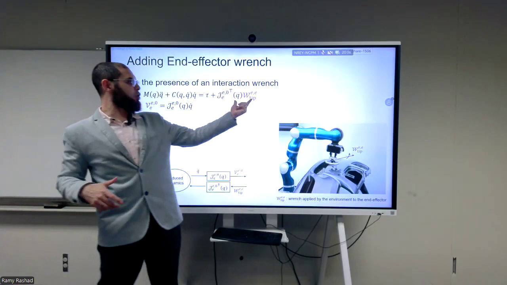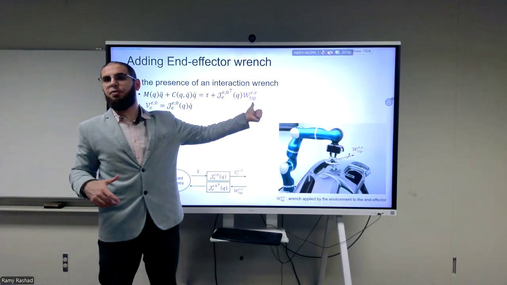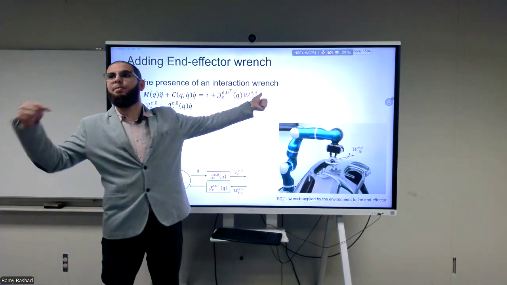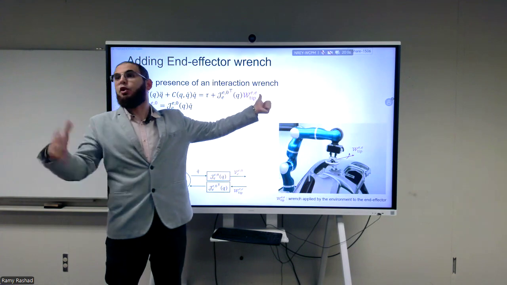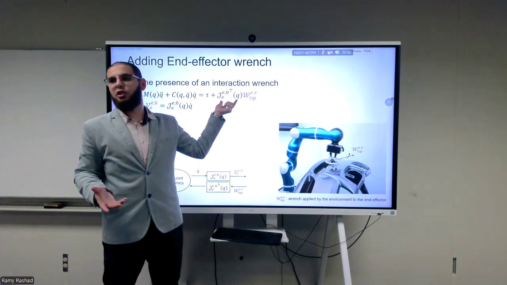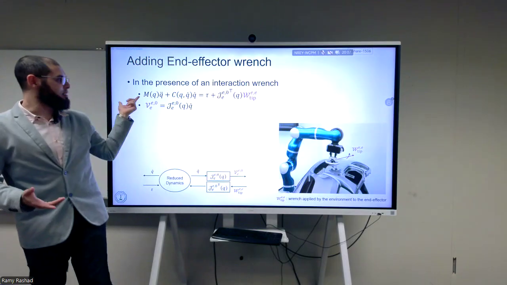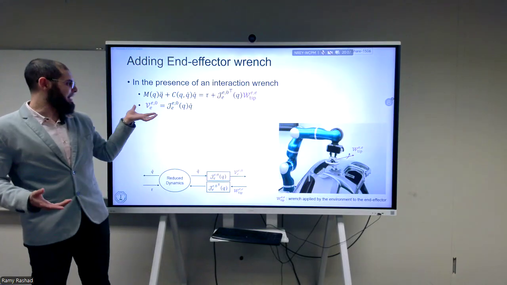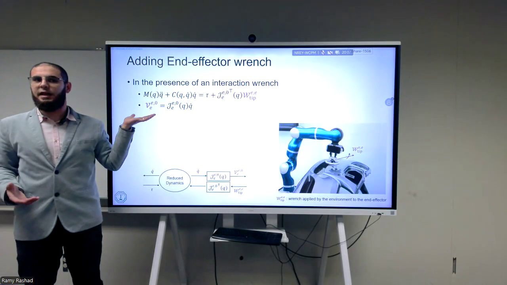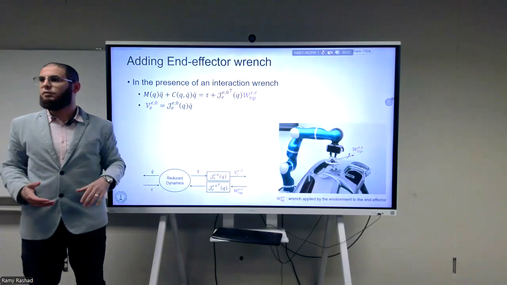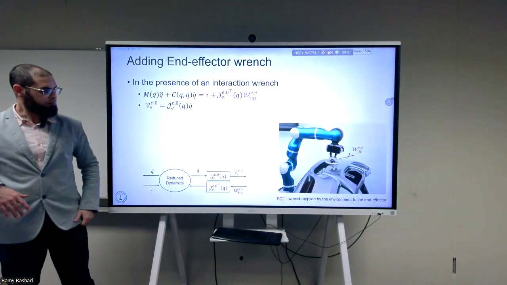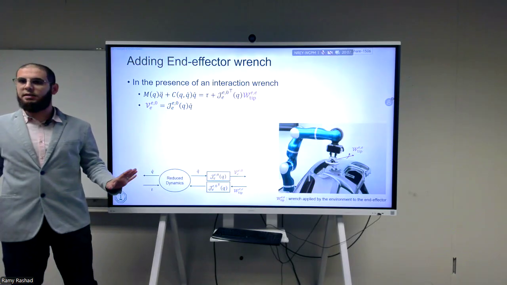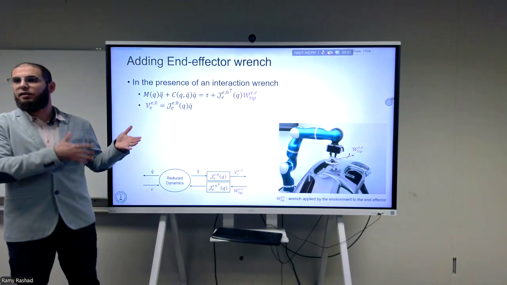This wrench back is called the wrench of the tip acting on the end effector, expressed in the end effector frame. What are the corresponding torques that come from that? Simply multiply by the J transpose, and you get this expression here. And as an output equation, we just have the twist at the end effector. Easy? Make sense? So that's for the end effector interaction.